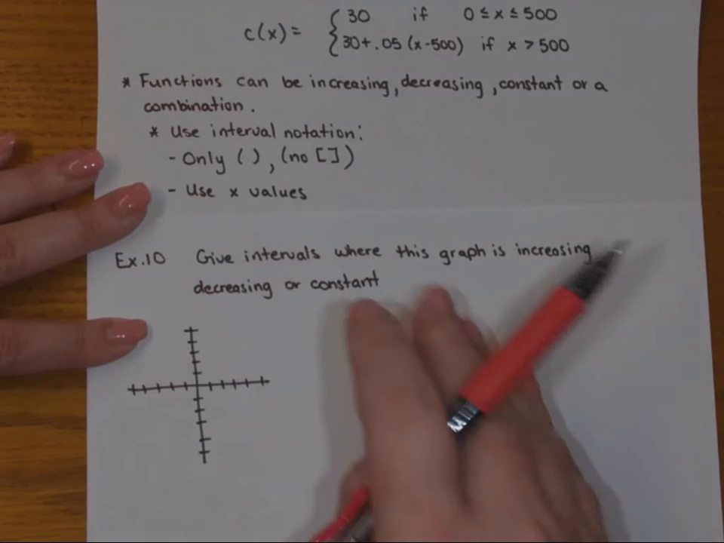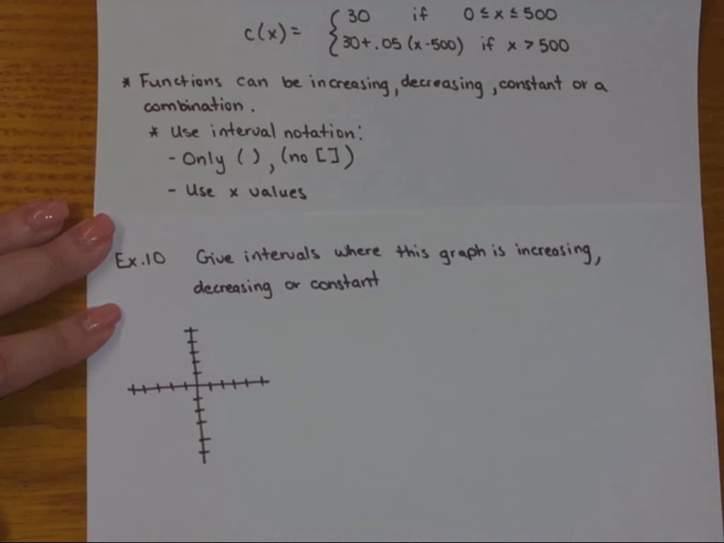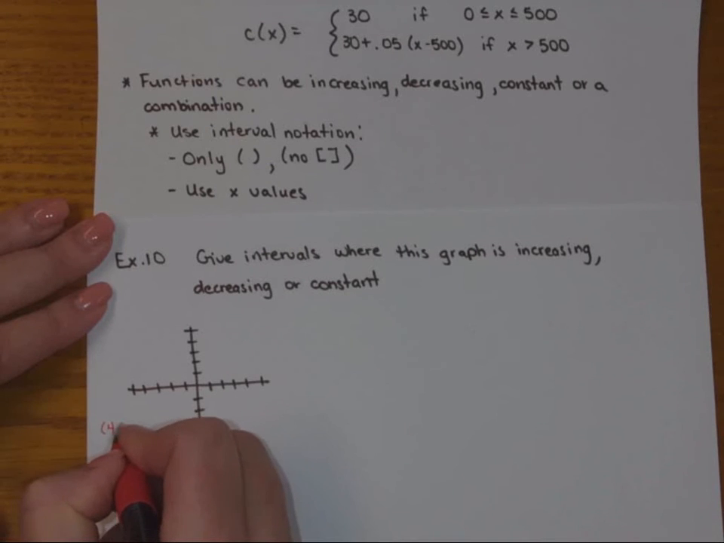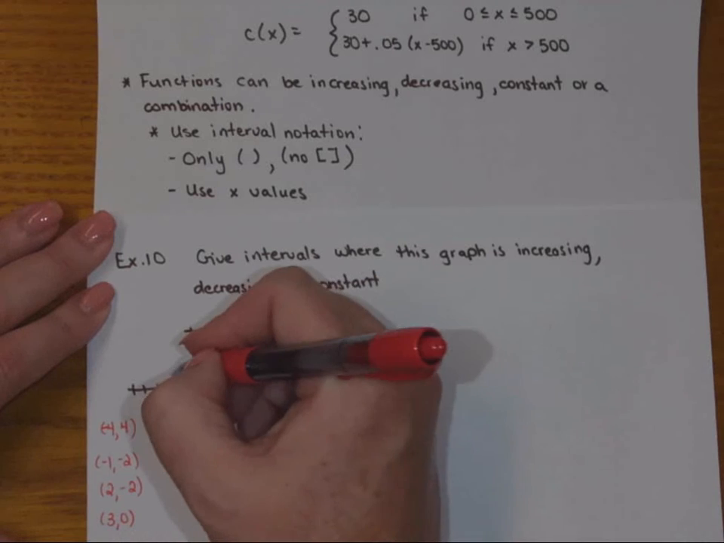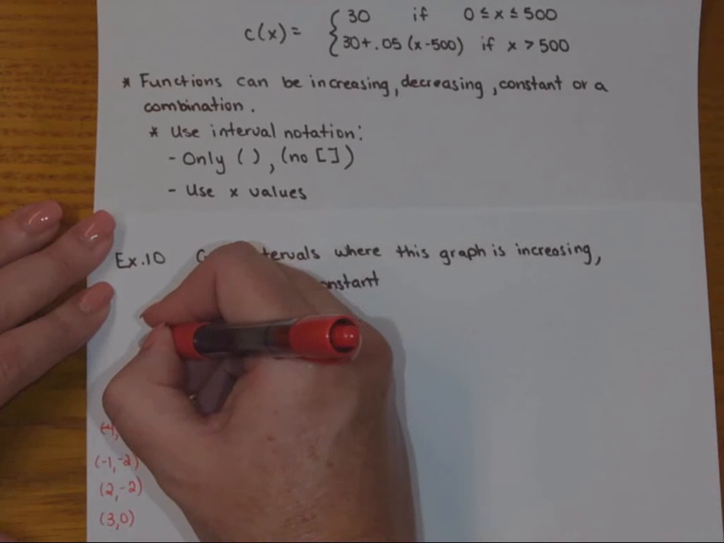Okay, and I'm going to do what I normally do. I'm going to write what points I want you to have. So I want you to graph the following points, and then we'll connect the dots. -4, 4. -1, -2. 2, -2. And 3, 0. Okay, so if we graph these points, -4, 4 is up here.